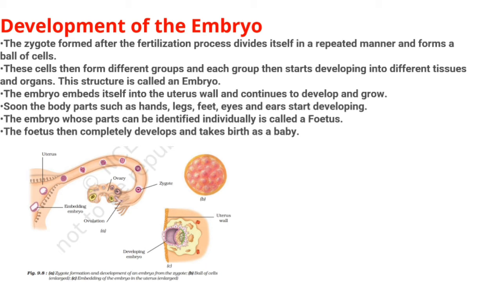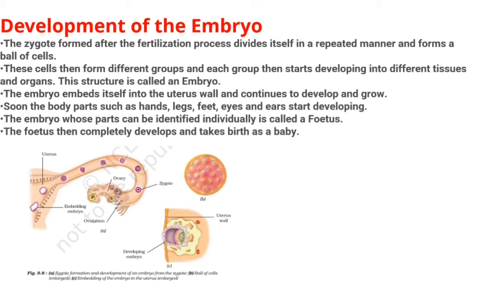Soon the body parts like the hands, legs, feet, eyes and ears start developing. The embryo, whose parts can be identified individually, is called fetus. The fetus then completely develops, and then the baby takes birth.